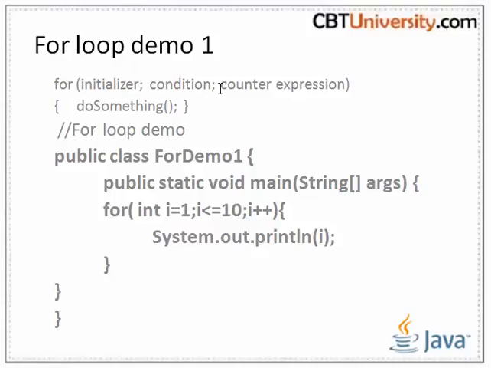For initializer, condition, counter expression, and within curly brackets, we are telling it to do something. In this demo, we are going to print 10 numbers for integer i equals 1. This is the initializer and this is the condition. This is evaluated until this condition is met. When this condition returns false, then the loop exits. Let us take the for loop demo.